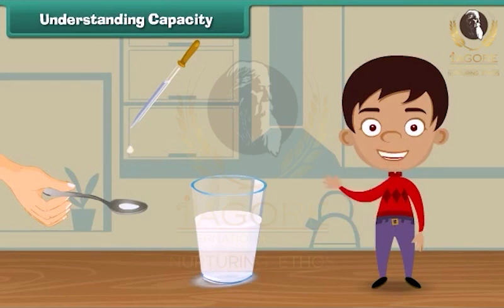Let us put one more drop in the spoon. And now the fourth drop. Now the spoon is full. Hence, 4 drops of milk are needed to fill the spoon.